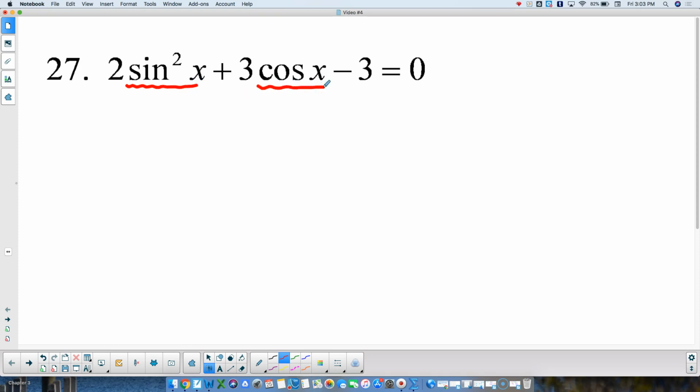The downfall of this one is I've got this -3 hanging off there at the end, so I can't just factor something out and set those two parts equal to 0 like we were doing before. I gotta go about this one a different way. And the different way that we're going to use is we're going to utilize our identities. I know that sine squared is 1 minus cosine squared of x. So let's switch it into that.